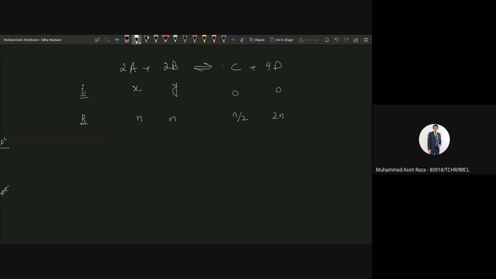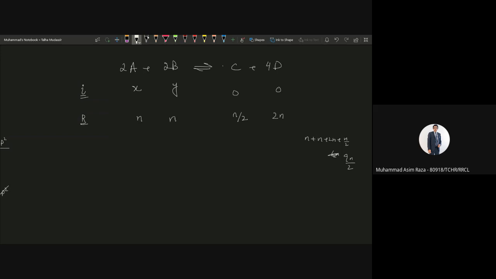Now you find out the total number of moles. So the total number of moles are n plus n plus n over 2 plus 2n. That is n plus n is 2n, then 4n, 6n, 8n, and so this is going to be 9n over 2. So the total number of moles are 9n over 2.